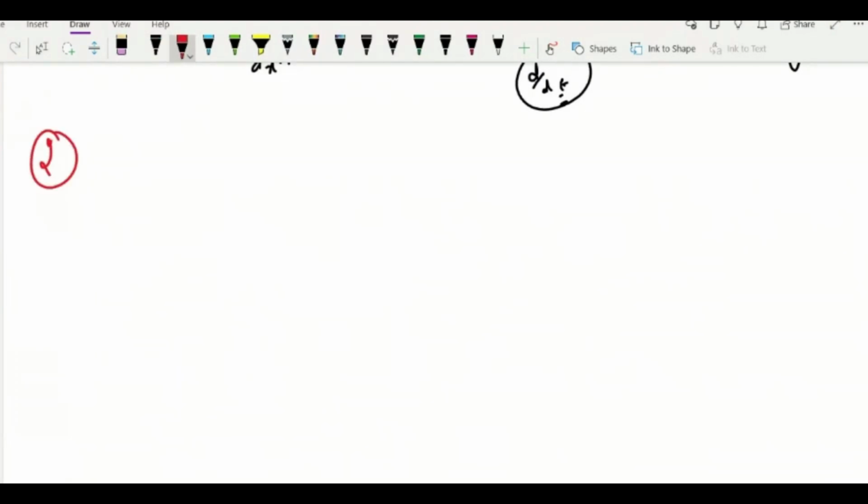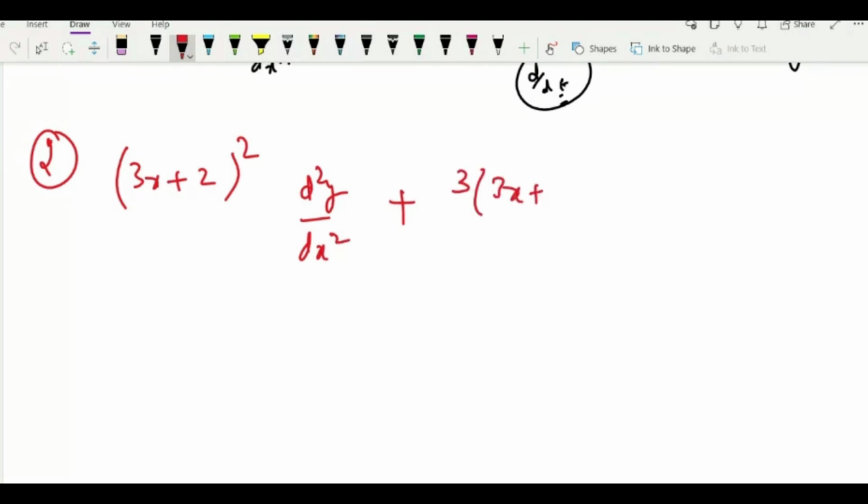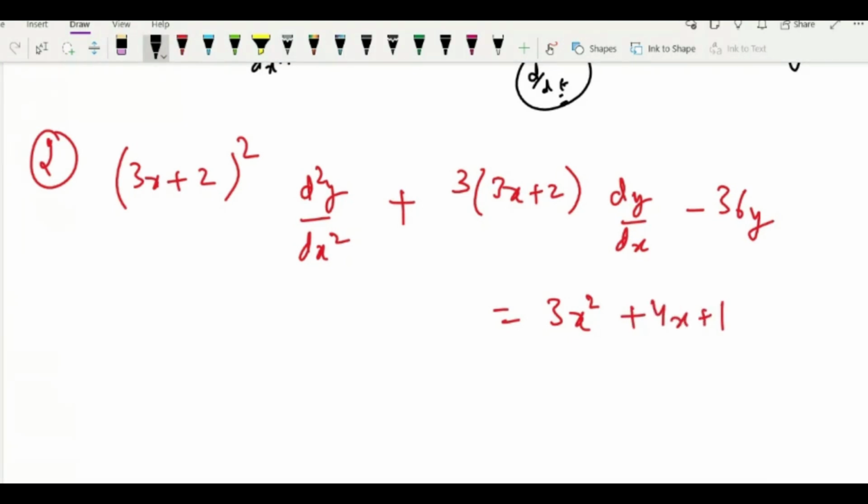So example number two. (3x plus 2) square d2y by dx square plus (3x plus 2) dy upon dx minus 36y is equal to 3x square plus 4x plus 1. In this example, you can see we have (ax plus b) power 2, also here (ax plus b) power 1. So this is a generalization of Cauchy-Euler equation.